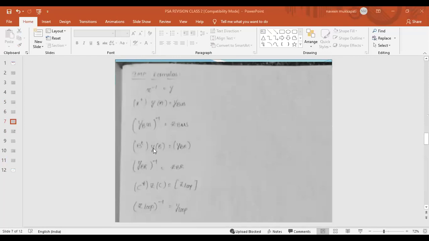Therefore, B transposed into Y into B is equal to YBR. YBR inverse is equal to ZBR. C transposed into Z into C is equal to Z loop. Z loop inverse is equal to the Y loop. These are the various formulas that will be used in these oriented graph problems.